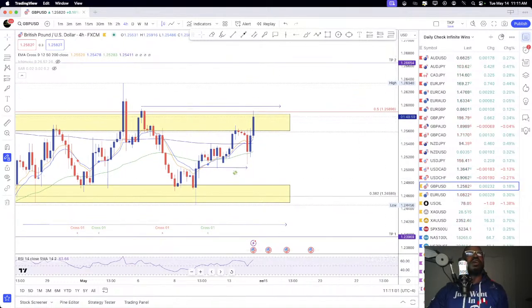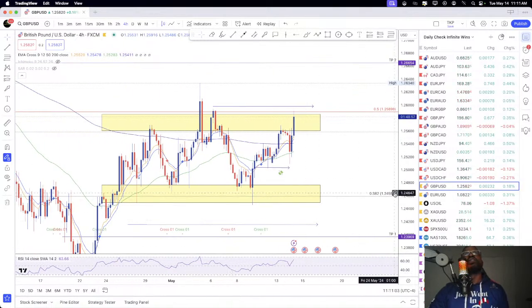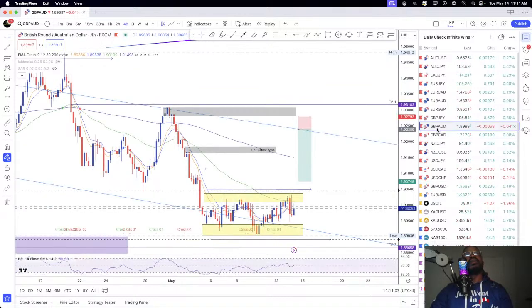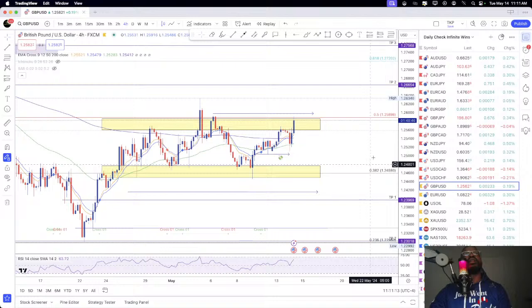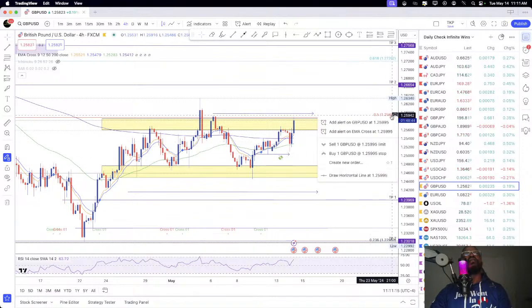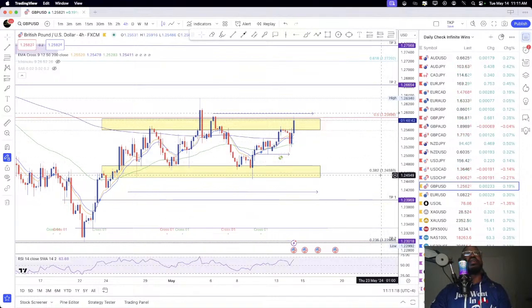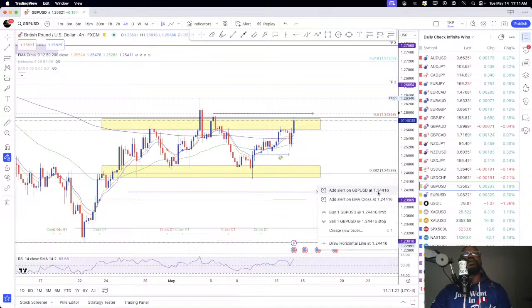All right, so same thing going on with pound USD that we had with pound AUD. We got price moving in range, okay? Okay, looks like I didn't set the alerts. So same thing here. Let's get these alerts set so we can figure out what's going on.